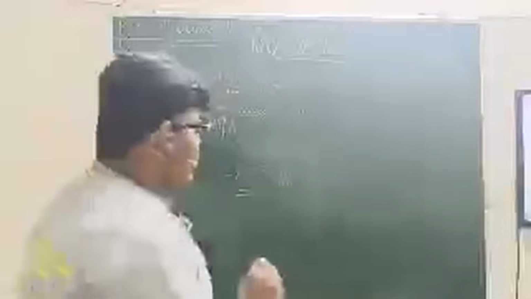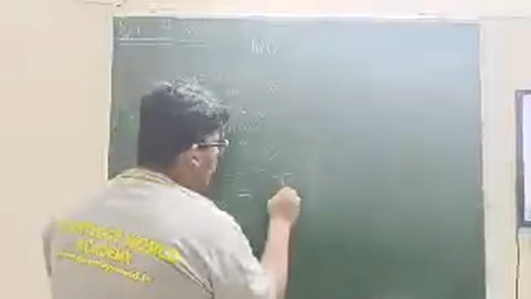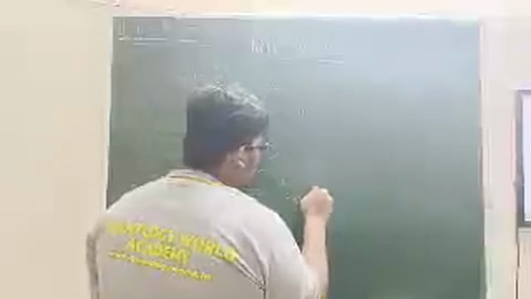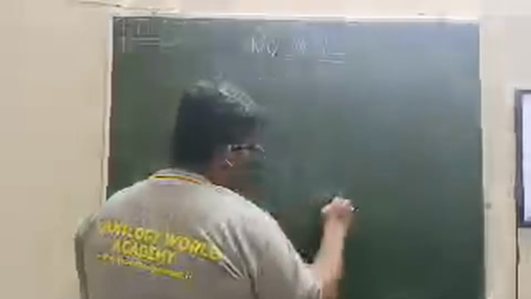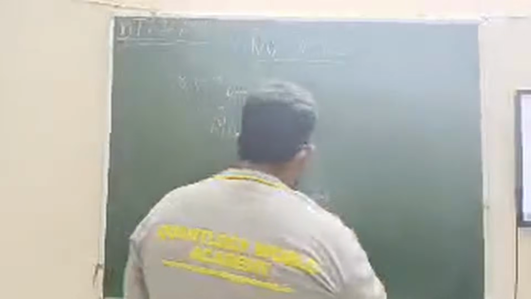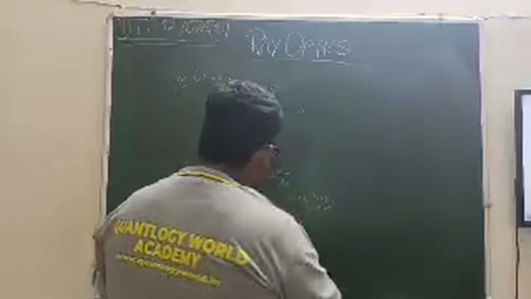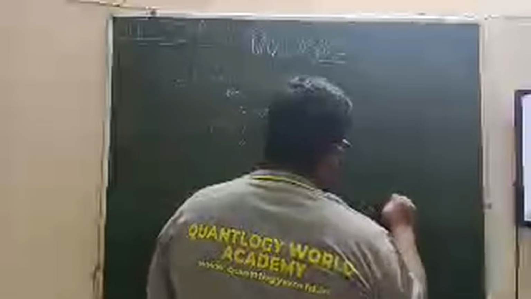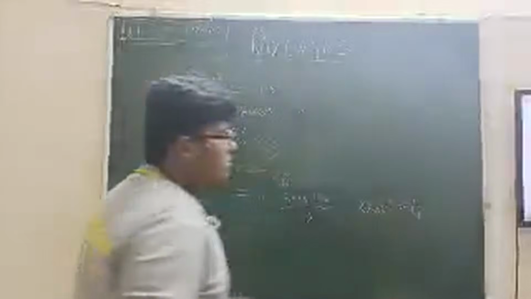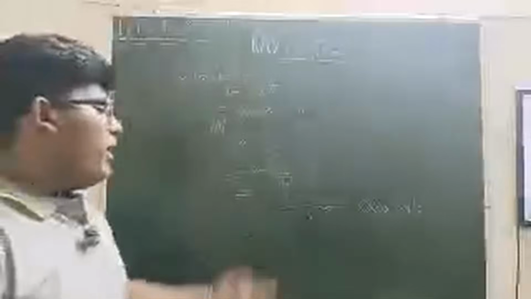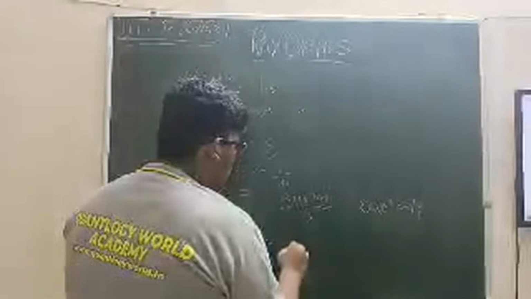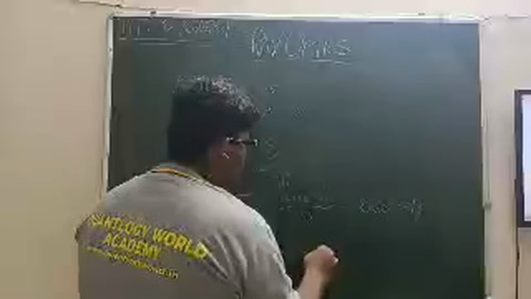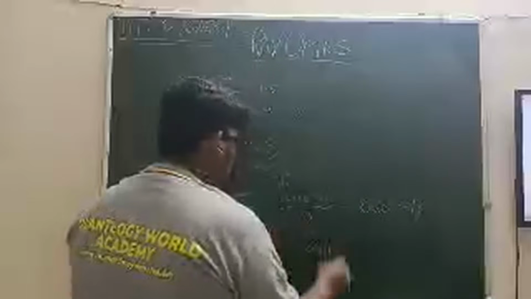Now we'll put the value of c and mu. As we know, the value of c is 3 into 10 to the power 8 meter per second, and the value of mu is 1.5. So we'll write the speed of light in the medium, which is the value of v, 2 into 10 to the power 8 meter per second. Implies that v equal to 2 into 10 to the power 8 meter per second.